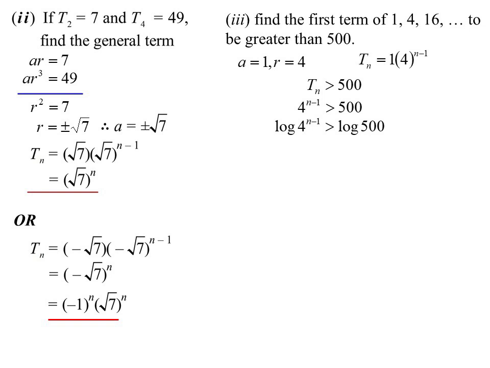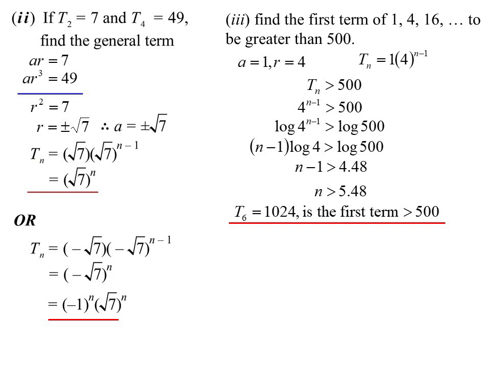Because the log laws allow me to bring the n minus 1 to the front, divide both sides by log 4. But remember, when you're dividing by logs, be careful. If it's the log of a number that's smaller than 1, you're actually dividing by a negative number, so you'd have to change the sign. In this case, it's fine. Log of 4 is a positive number. We want the first number that's bigger than 5.48, or the first integer. So 1024, the sixth term, is the first one that would be bigger than 500 in this pattern.